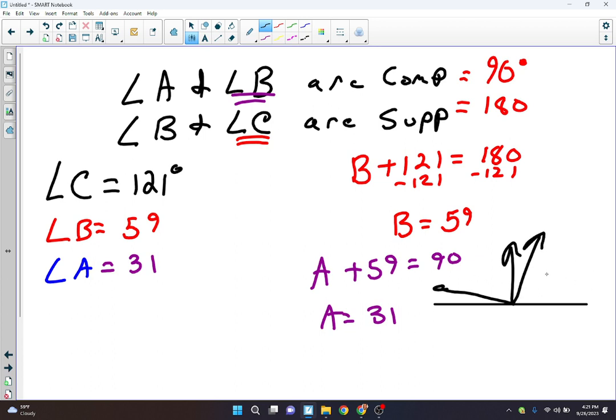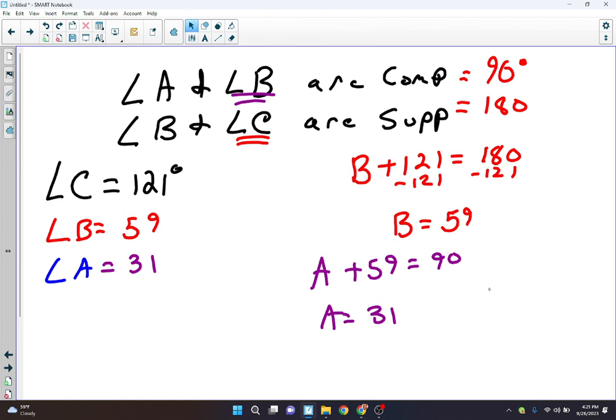Is it 90? What's up? 90, is that not straight? That is, but both angles together add up to 90. Not one of the angles is 90. I can make a 90. So B plus A equals 90, not just B equals 90.